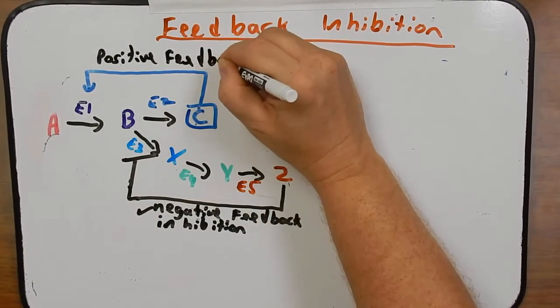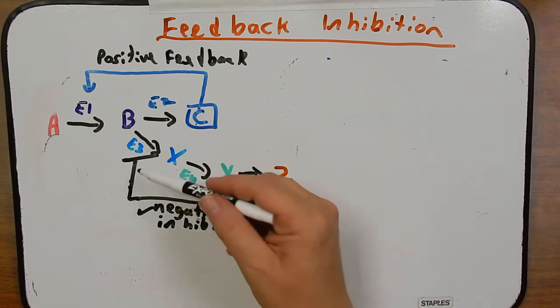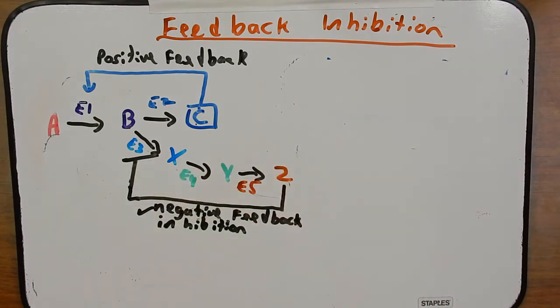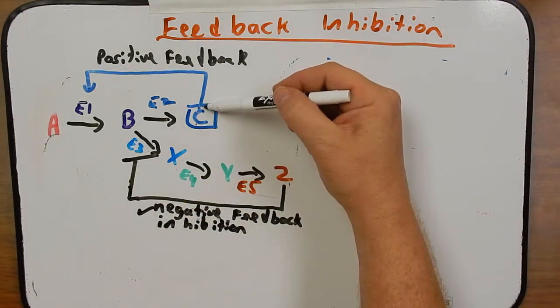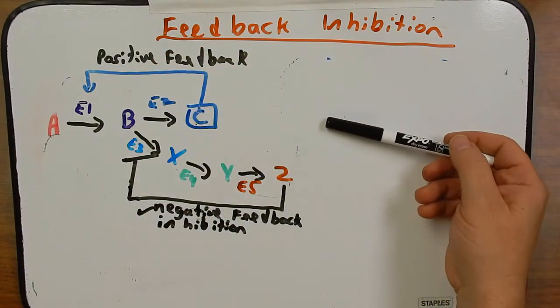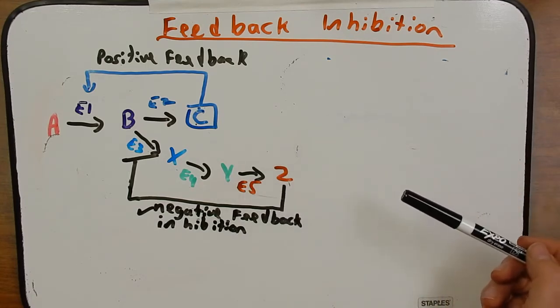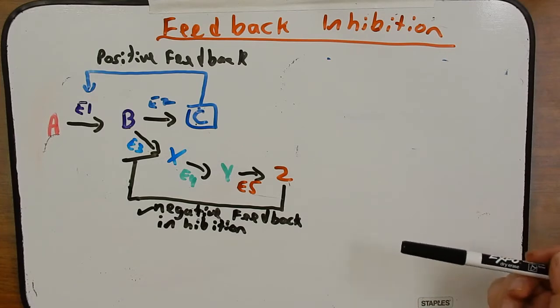So this would be a positive feedback. The difference between negative and positive is that negative inhibits an earlier step in the pathway, whereas positive enhances an earlier step in the pathway. So as I've drawn this here, it's a fairly straightforward mechanism involving 5 different enzymes, 6 different reactants or products.